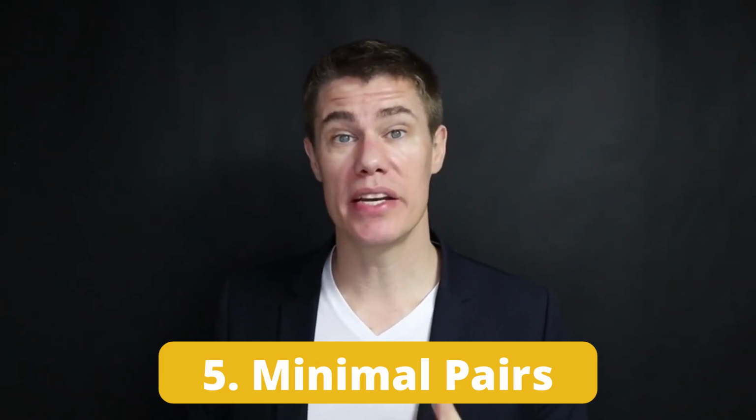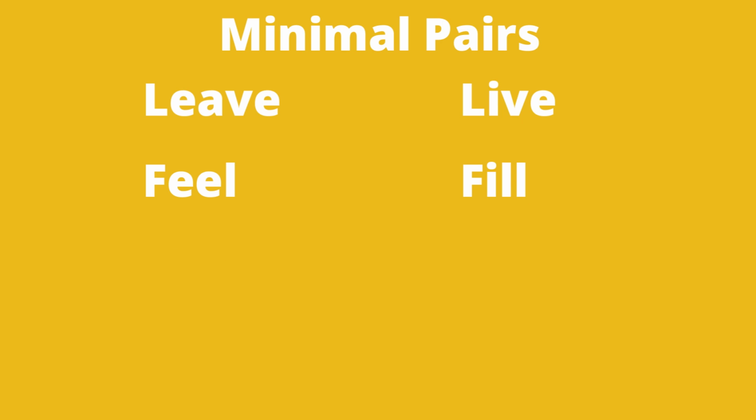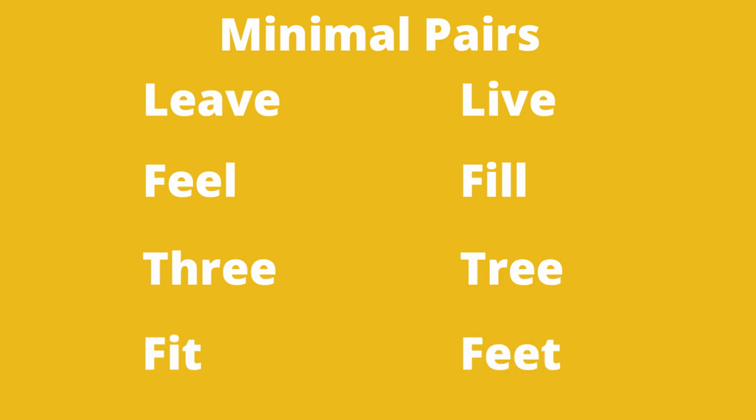Minimal pairs, hold up. Something that is particularly difficult for ESL students is listening to the difference between words that sound the same but might be written a little bit differently. These are words like leave, live, feel, fill, three, tree, fit, feet. Have a set of cards printed out for all these troublesome words.